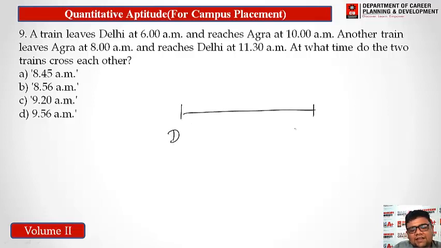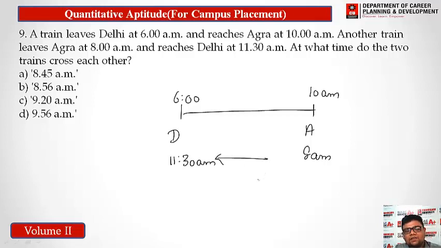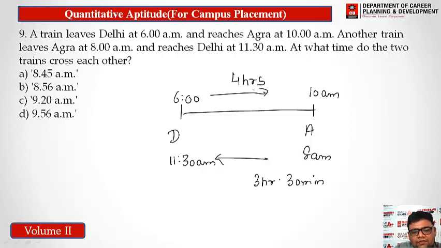So now here it is Delhi, here we are having Agra, right? From here the train is leaving at 6 am, reaches Agra at 10 am. And another train is leaving Agra at 8 am and reaches Delhi at 11:30 am. So here we are taking how much time? Here we are taking 3 hours and 30 minutes, right? And initially from Delhi to Agra, we are taking 4 hours, right?